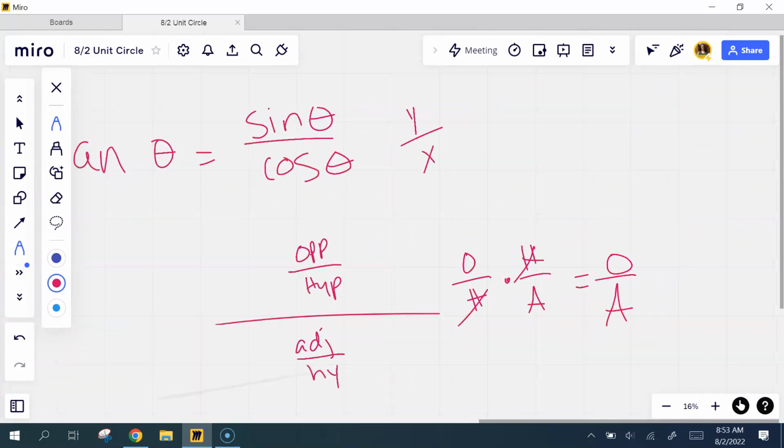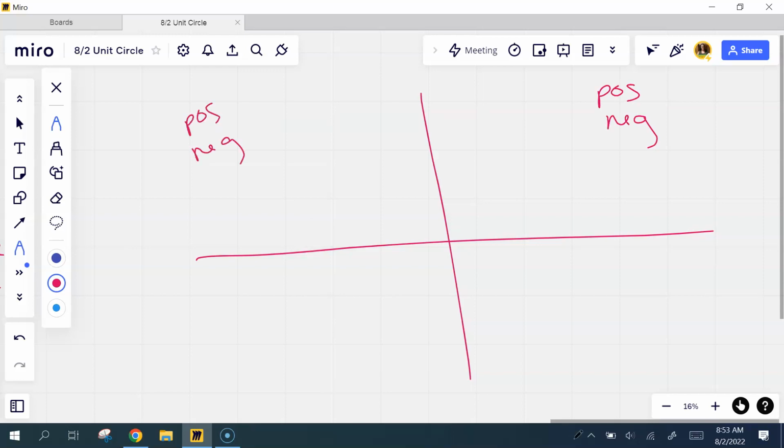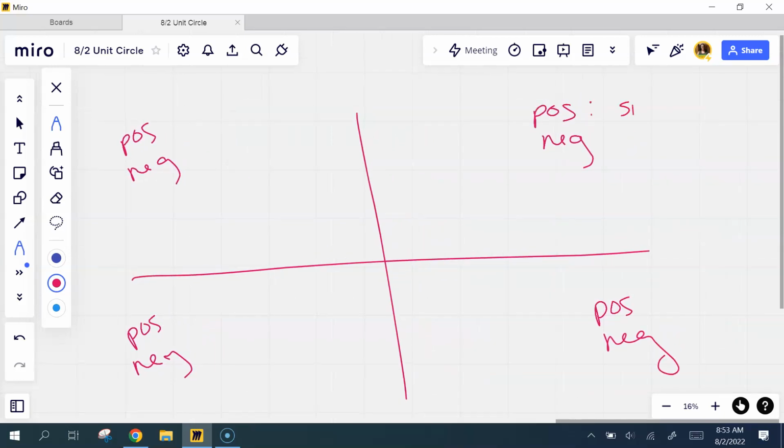And so up at the top of that sheet, it says positive, negative, positive, negative, positive, negative. So what in the world does that mean? Well, what I'm looking at is what values are positive and what are negative here. So in this first quadrant, my sine, my cosine, and my tangent values are all positive. I have no negative values. Do you agree? Because quadrant 1, we know, is positive, positive.